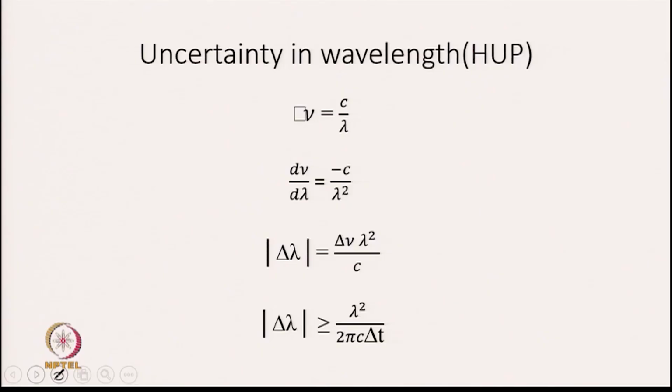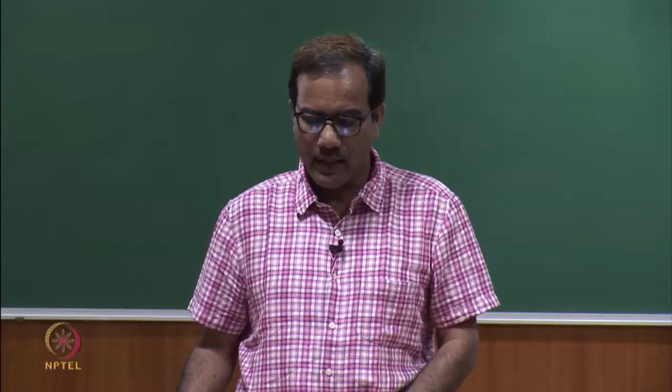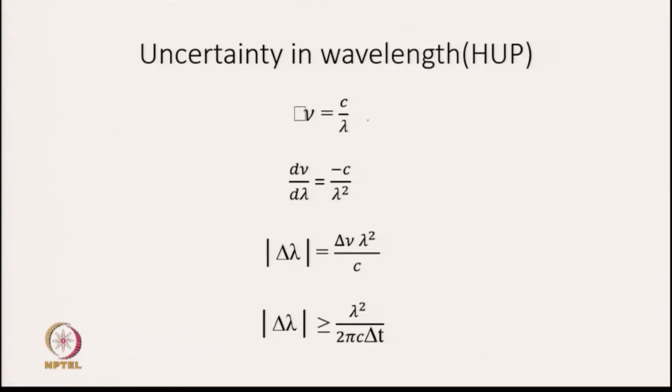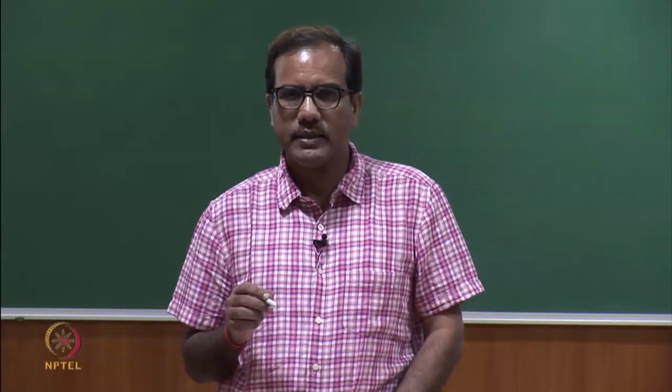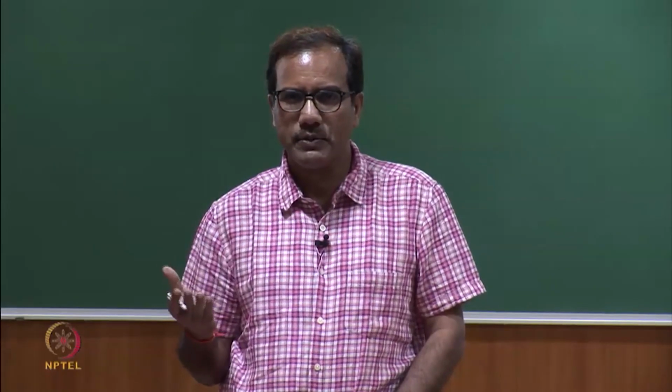Similarly, you can relate this equation with uncertainty in wavelength, since your frequency is c by lambda. So, del nu by del lambda is minus c by lambda square. So, we can simply write delta lambda is equal to delta nu into lambda square by c, and then if you put this from your Heisenberg uncertainty principle, you can get delta lambda. So, this is your uncertainty in wavelength, and that is related to delta t, which is lifetime. So, delta lambda is inversely proportional to delta t.